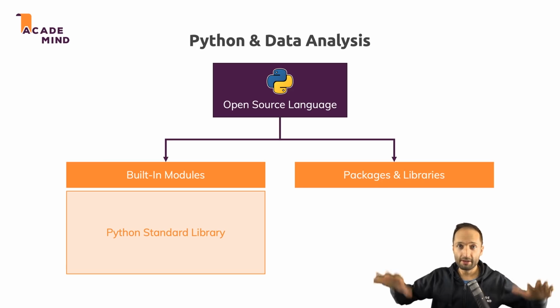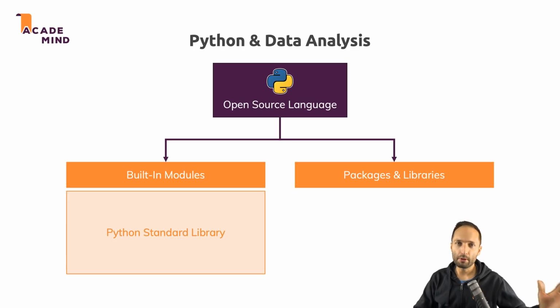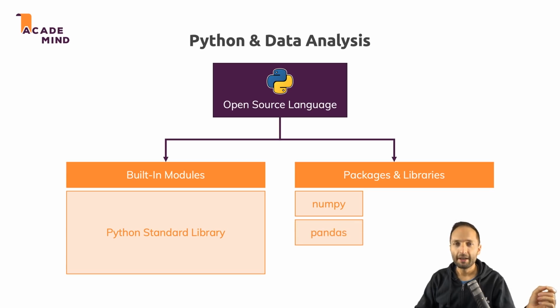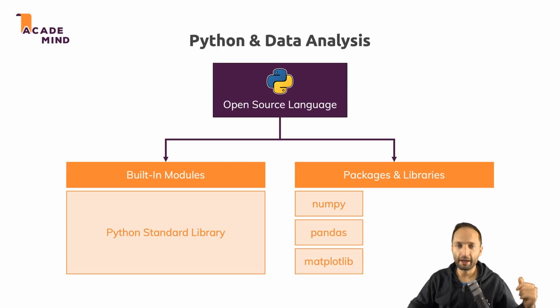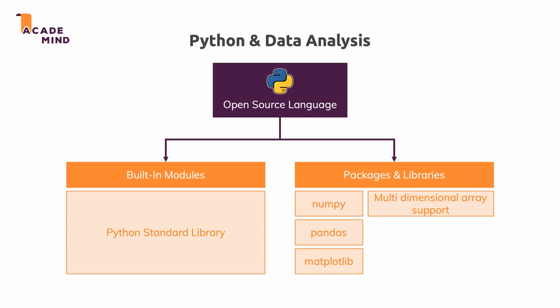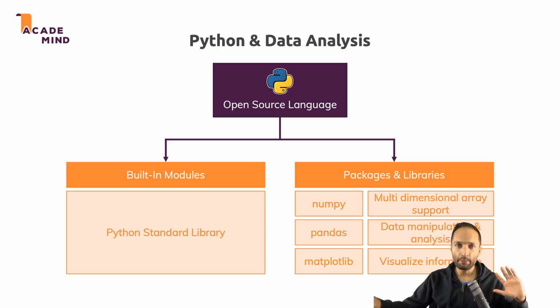Now, there are lots and lots of libraries and packages available, but three of the most common ones you will probably use are NumPy, Pandas, and Matplotlib. Now, what are these packages doing? Well, NumPy simply adds multidimensional array support, so basically being able to read columns and rows in Python, in simple words. Pandas allows us to add better data manipulation and analysis features to Python, and Matplotlib basically allows us to visualize information. Now, if you think about what we want to do, we want to read data, analyze the data, and visualize the data. These packages don't sound too bad.